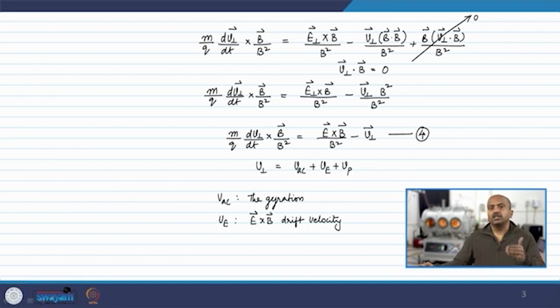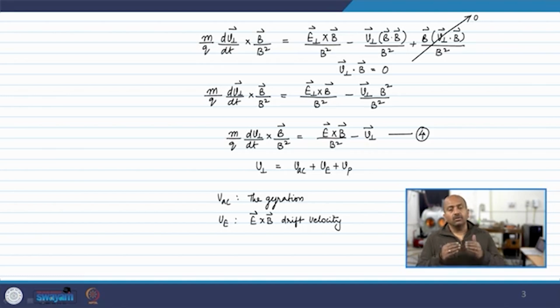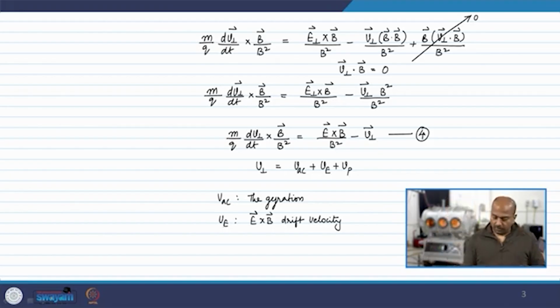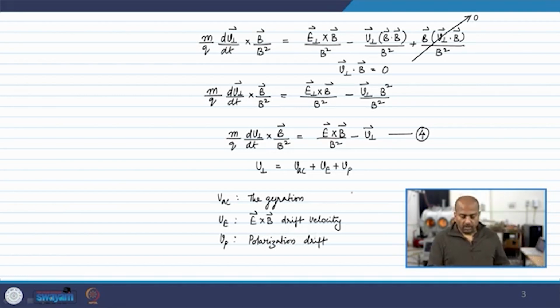The electric field is changing with respect to time. That means that there is some acceleration because of the change of electric field with respect to time. So this change which is brought in just because of the time varying electric field is V_p. This is the additional component which comes into the picture just because of the electric field being time dependent. So this is called the polarization drift. V_p is referred to as polarization drift, right. Now these two are very familiar to us, right.